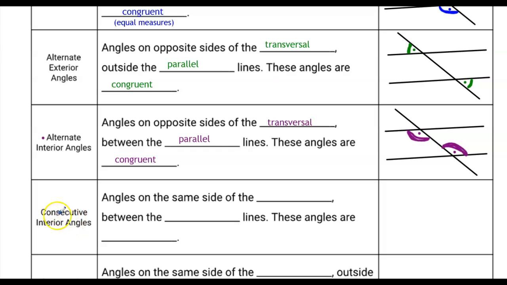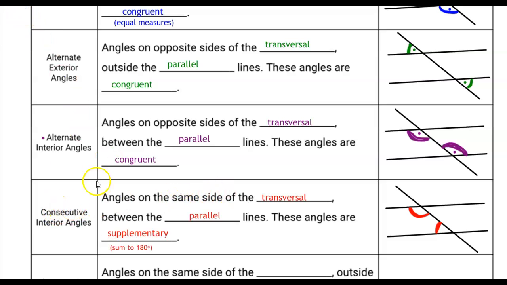This doesn't say alternate, so we're not going to be talking about opposite sides of the transversal. You could probably guess that we're talking now about the same side of that transversal. Here's the definition. All right, here's consecutive interior angles. They're on the same side of the transversal between the parallel lines. So I have this angle that is on the left-hand side of the transversal, and this angle which is also on the left-hand side of the transversal. They're also between the parallel lines, right? This angle is inside the two parallel lines, and so is this one.